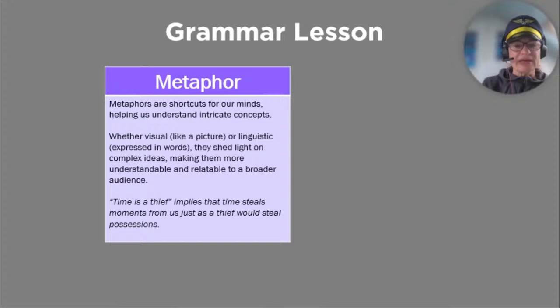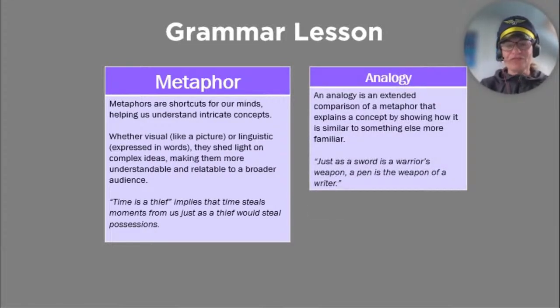As an example from Copilot, time as a thief implies that time steals moments from us just as a thief would steal possessions. This is where I've got confused between when it is a metaphor and when it is an analogy. An analogy is an extended comparison of a metaphor that explains a concept by showing how it is similar to something else more familiar. So just as a sword is a warrior's weapon, a pen is the weapon of a writer. It probably still doesn't make much sense, but hopefully I'll be clearer as I go on.